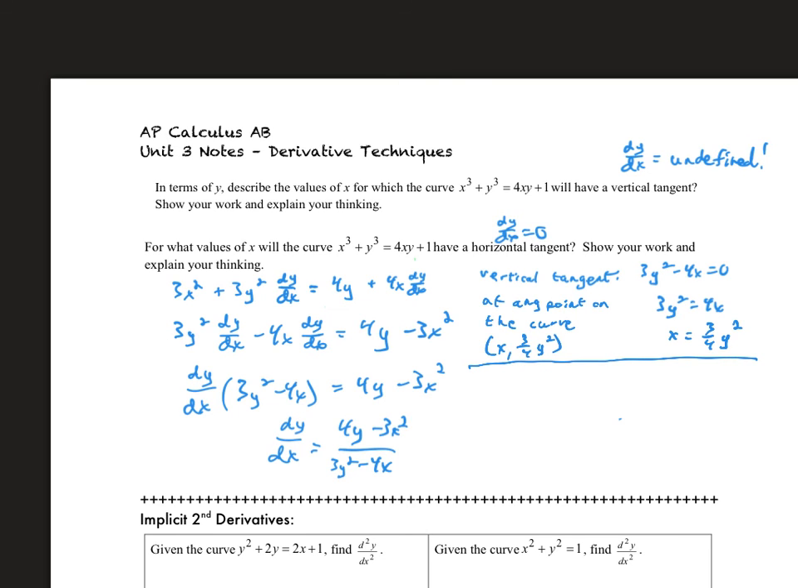Okay, now for the horizontal tangent, it's a little bit more interesting here. So we've got where the numerator, the 4y minus 3x squared, where that's going to go to 0.